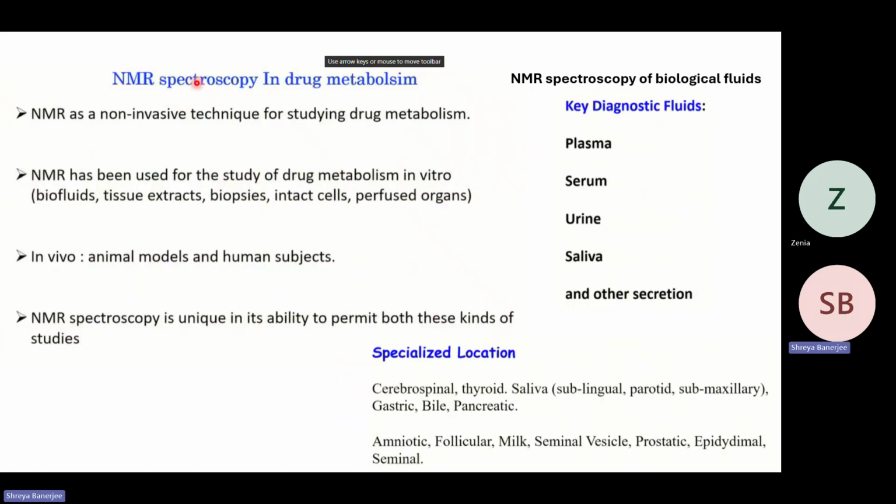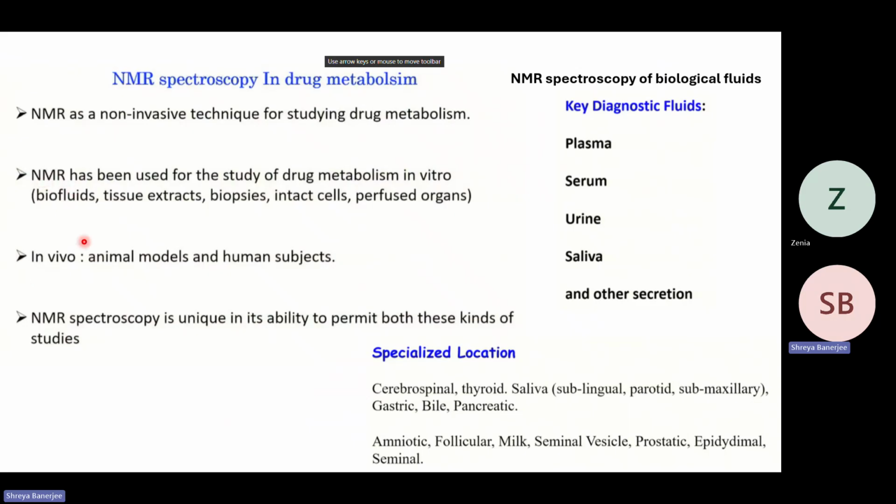Now, how can NMR spectroscopy be used to study this drug metabolism? NMR is a non-invasive technique for studying drug metabolism. As we know, the magnetic field is very weak, so it does not destroy the sample which you are studying. So it is a non-invasive technique. It has been used to study drug metabolism in vitro, that is in biofluids, tissue extracts, and so on. And the key fluids that are used to study the drug metabolism are plasma, serum, urine, or saliva.